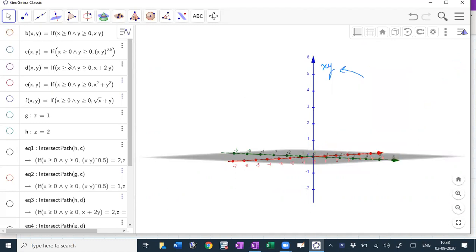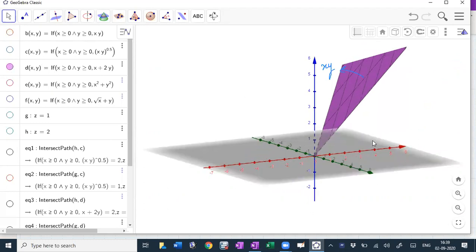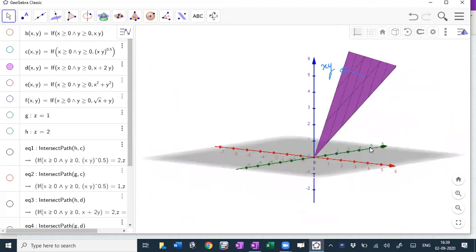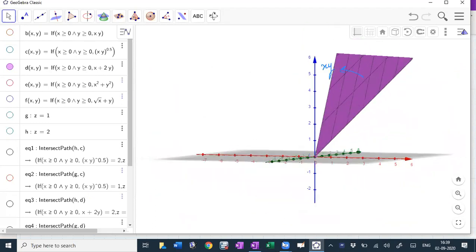We can also have other functions. This is a simpler function, just x plus 2y. I should remove this.